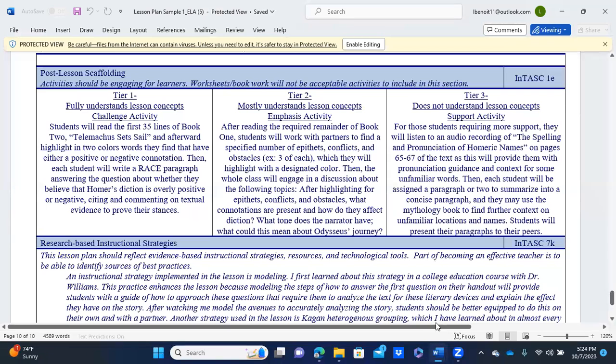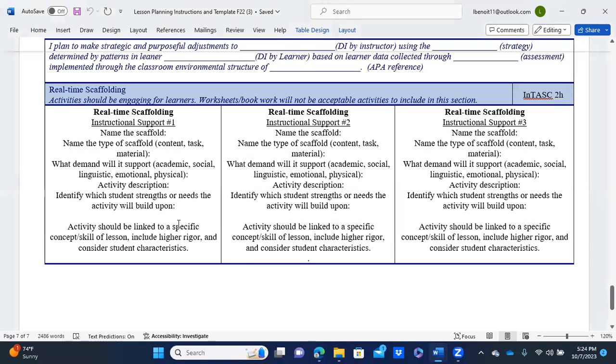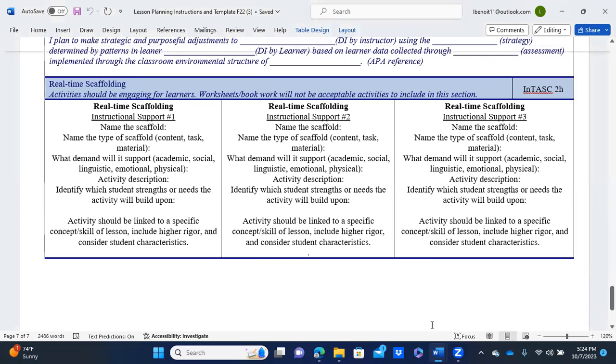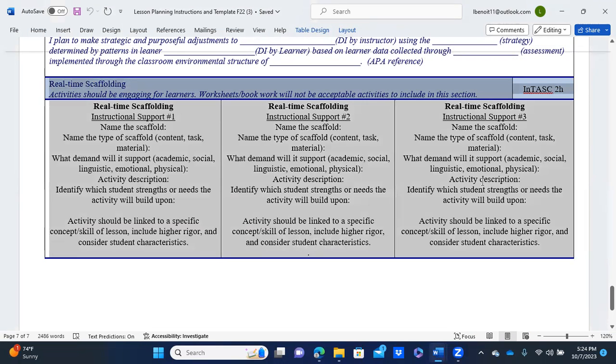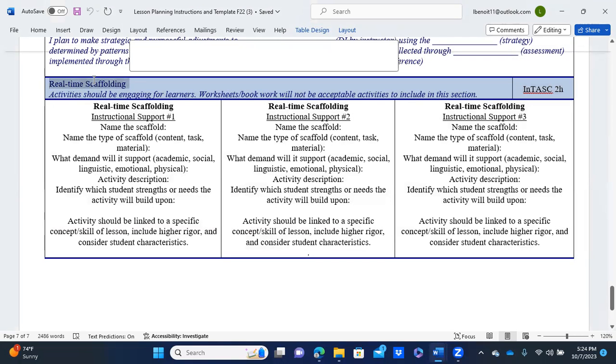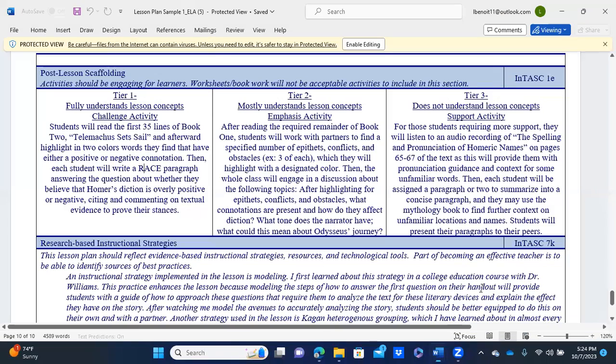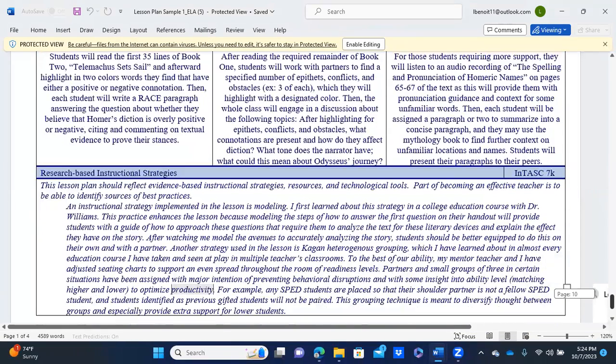Our lesson template actually says real-time scaffolding. So what are some things that we could do within the lesson? And then, of course, feel free to discuss things that you could do after the lesson as well. You can modify this version of your lesson plan to either fit real time, so things that would happen within the class period, or post lesson. Either way is acceptable. And that's why I showed you the sample of post lesson. I wanted you to see how you could do it either way.